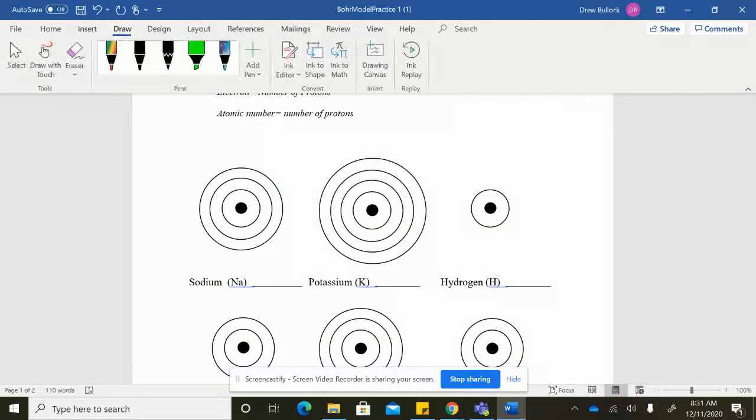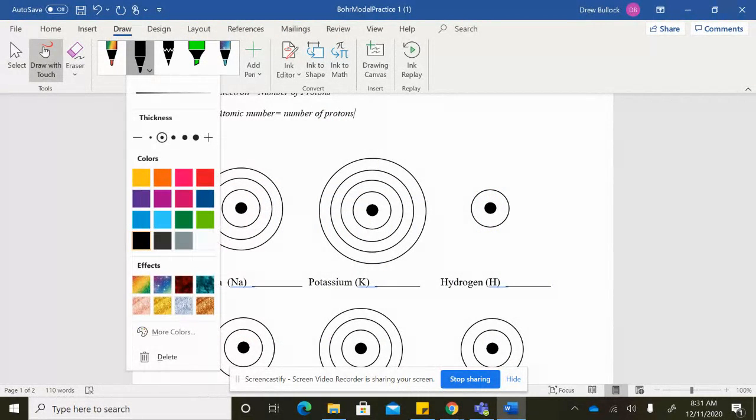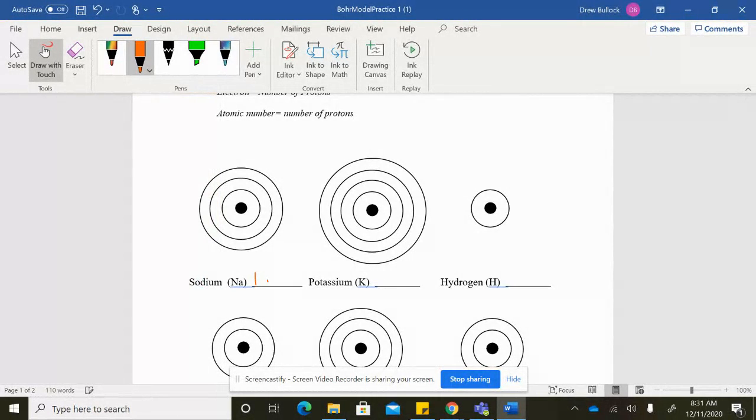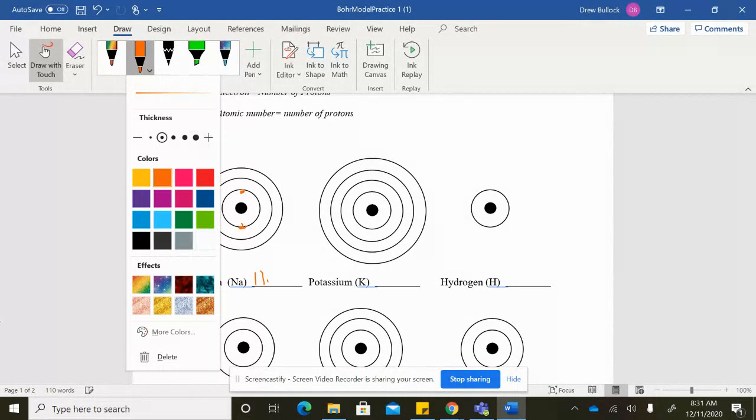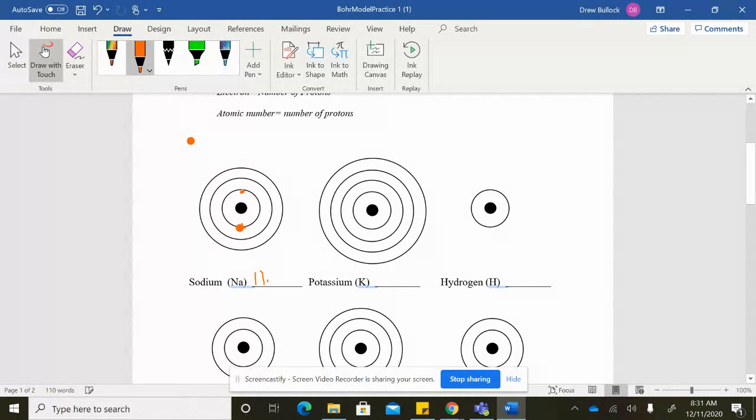I'm going to hit the draw button, and I'm going to use a color, maybe orange, okay? All right, so I know it has 11 electrons. So remember, your first shell can only have 2 electrons. So you only want to draw 2 electrons. So I'm going to draw 2 electrons. You could probably make this a little bigger. That might make it a little easier. Whoops. Yeah, there we go.